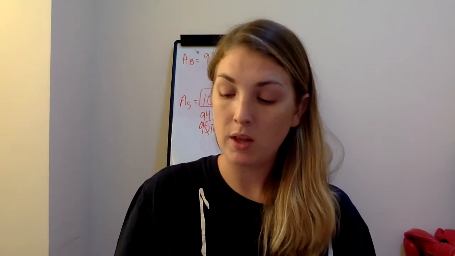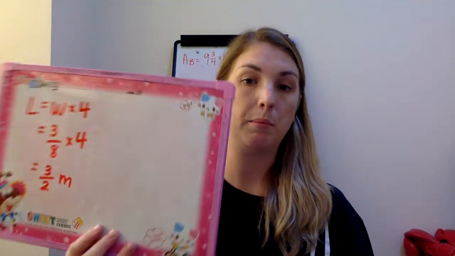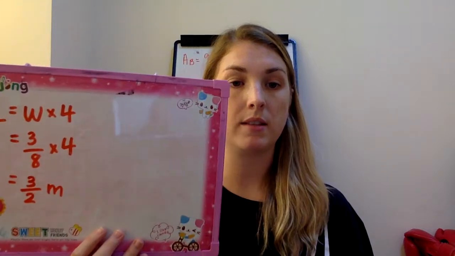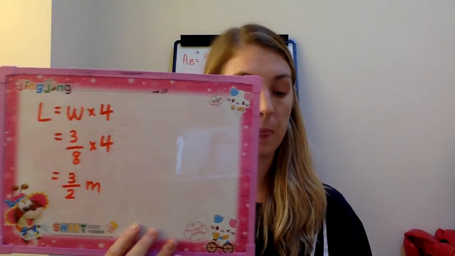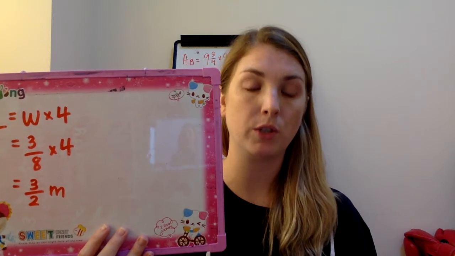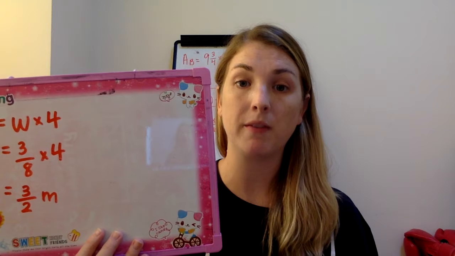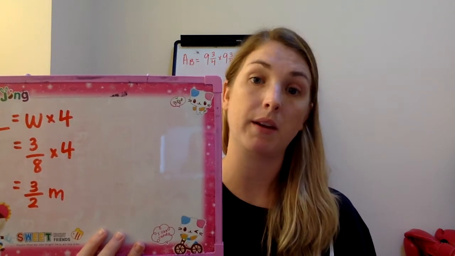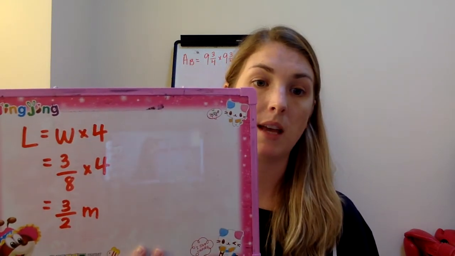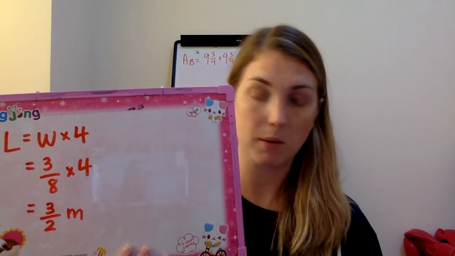All right, you should have gotten 3/2 meter. The reason I'm keeping this as an improper fraction, 3/2, is because I still need to find the area, and to find the area I'm going to have to multiply again. That's why I'm keeping my improper fraction, because any mixed number would have to get changed into an improper fraction anyway to multiply.